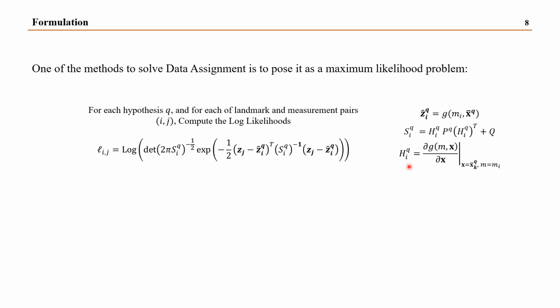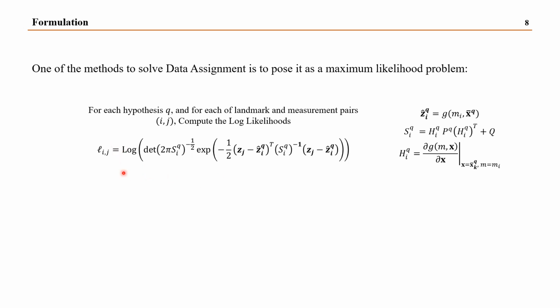Hi is the Jacobian of the measurement function evaluated at the state of the Q hypothesis and at landmark I. And also notice here that the innovation is actually the difference between the jth measurement, the real jth measurement, and the predicted Zi. So this actually computes, for all pairs, these innovations, takes this weighted distance, and takes the logarithmic form.